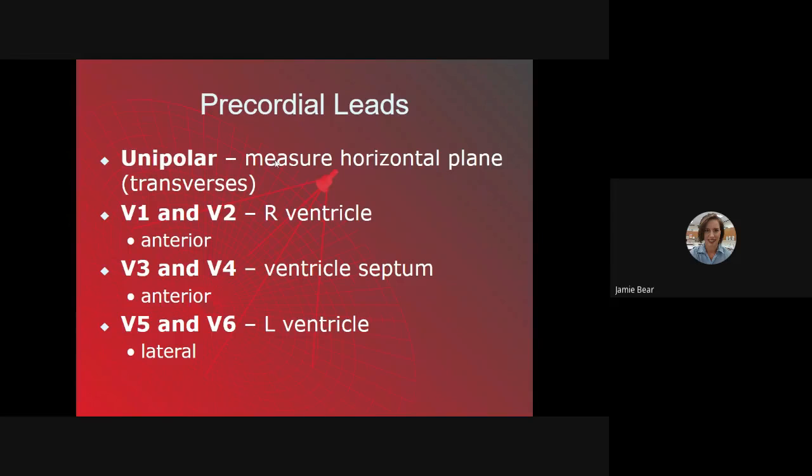Once again, the unipolar leads measure the horizontal plane, the transverse side. V1 and V2 look at the anterior side of the right ventricle. V3 and V4 look at the anterior side of the ventricular septum. V5 and V6 look at the left ventricle on the lateral side. Now, these are all great to know and good to understand, but this is not something you have to memorize. We do not have time in respiratory therapy school to look at all of the different leads and memorize where they correspond to the heart.